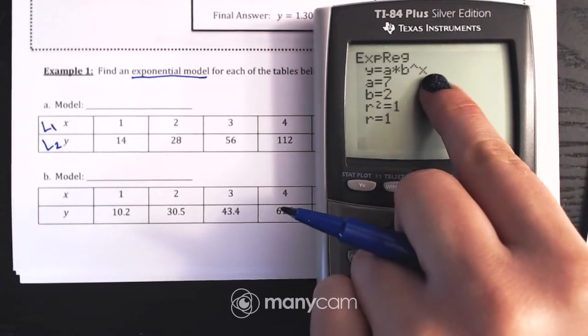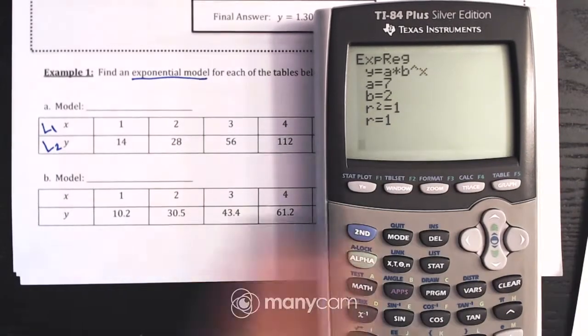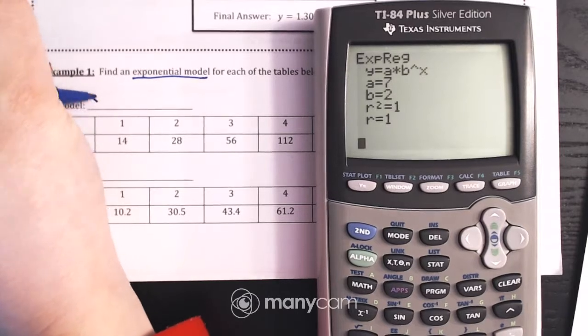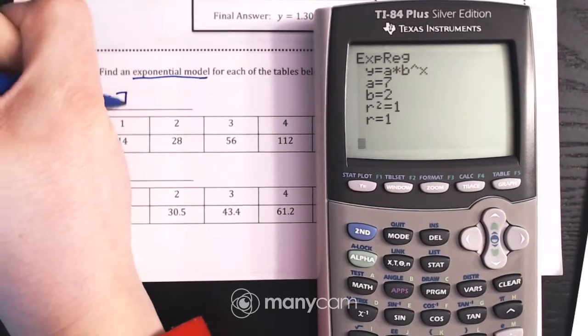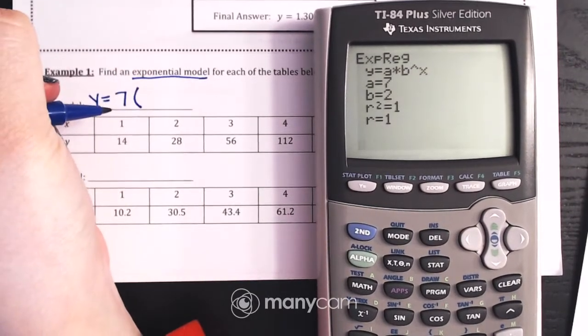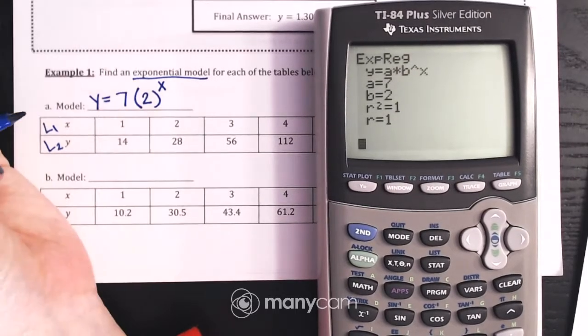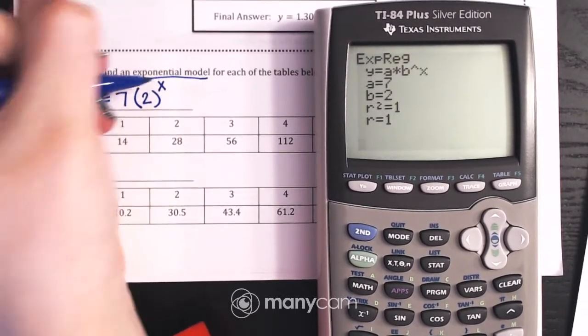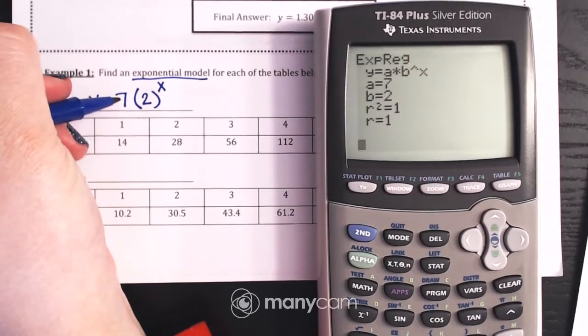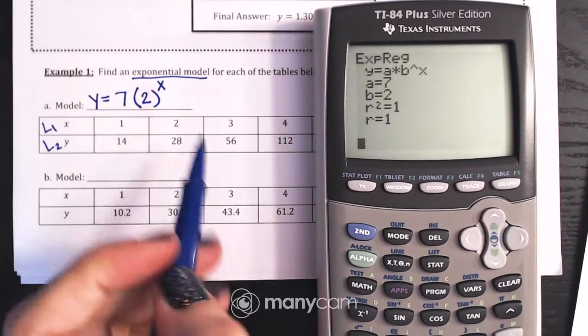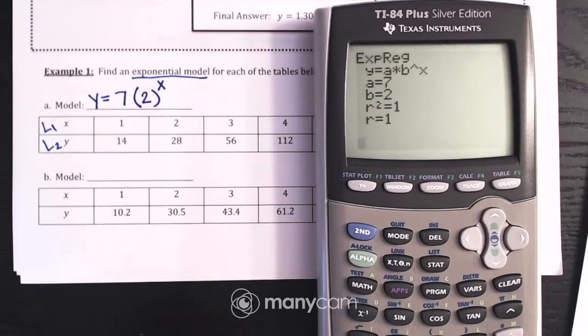The little caret here means x is our exponent. So to write my model out, I'm going to write y equals a, which is 7. I'm going to use parentheses to show that multiplication. So b is 2 to the x power. You should always have a variable in the exponent here. So y equals 7 times 2 to the x would give you this data set.